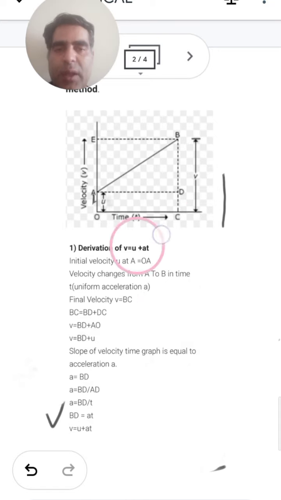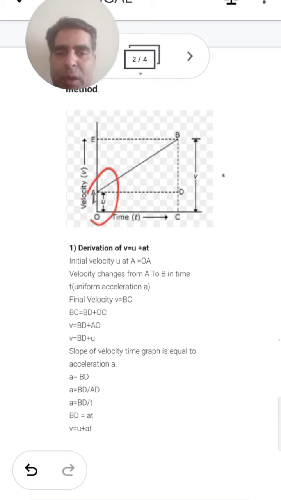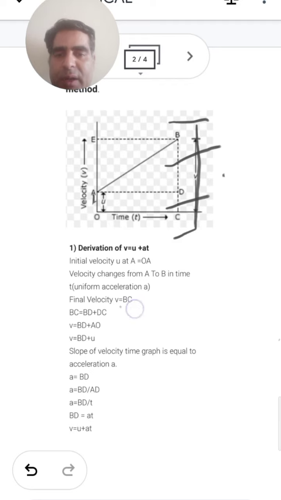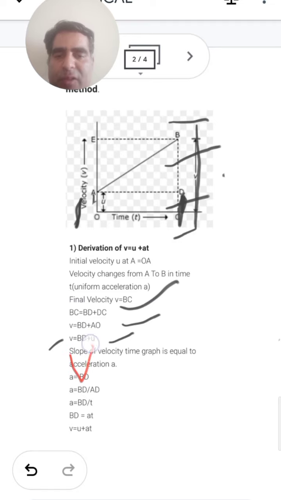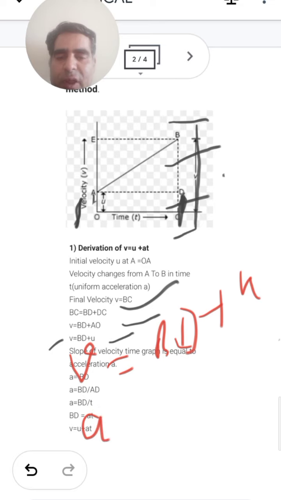So dear students, the initial velocity is given as u, and the final velocity from A to B is given as v. This total distance BC is the combination of BD plus DC. So the value of v is equal to BD plus AO, and AO is equal to u. So v is equal to BD plus u. What is BD? BD is the change in velocity, so it is v minus u.